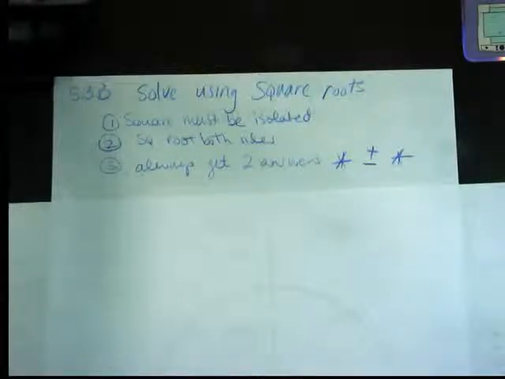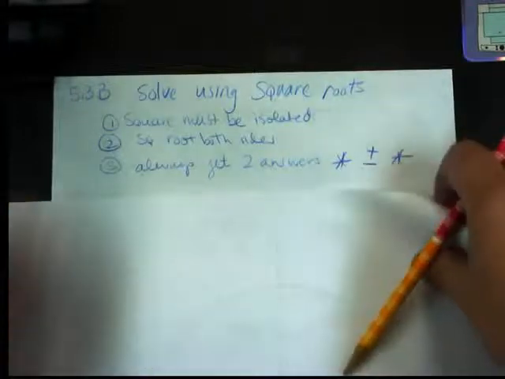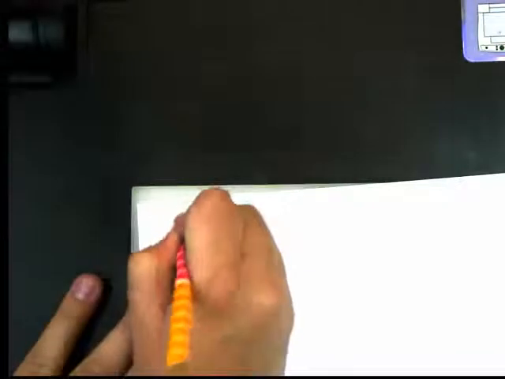All right, let's look at some examples. X squared is 8. In this example, x squared is isolated, it is alone, it is by itself. So we can go straight to the solving process of square rooting both sides.